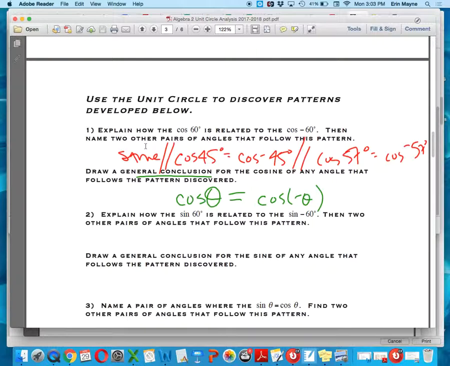So for Friday's homework, is this and the other page? 1 through 25, odd only. Okay.